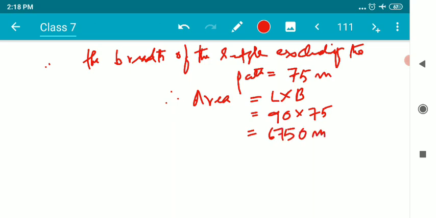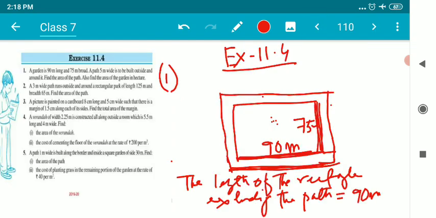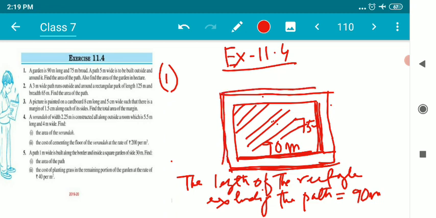6750 meters square. This is the area of this smaller rectangle over here. This smaller rectangle's area, which I've already calculated, is 6750 meters square. Now children, we need to find the area of this bigger rectangle, but in order to find this area, we need to know the measure of both the dimensions, length and breadth.